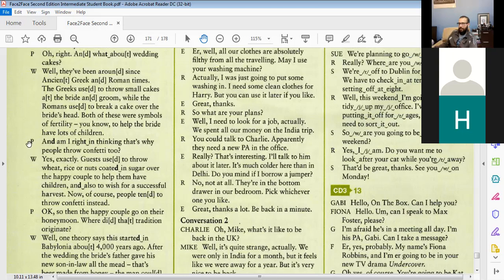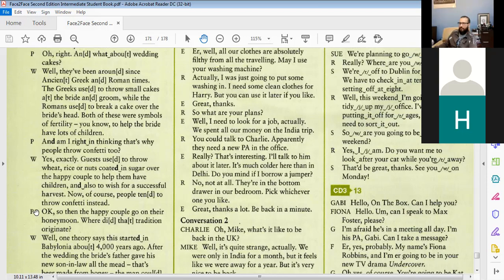And am I right in thinking that's why people throw confetti too? Yes, exactly. Guests used to throw wheat, rice or nuts coated in sugar over the happy couple to help them have children, and also to wish for a successful harvest. Now, of course, people tend to throw confetti instead.